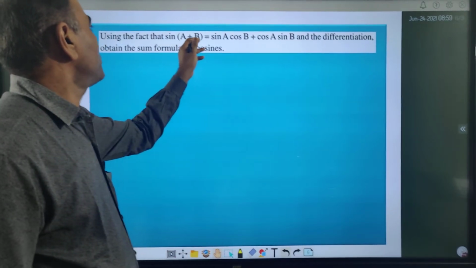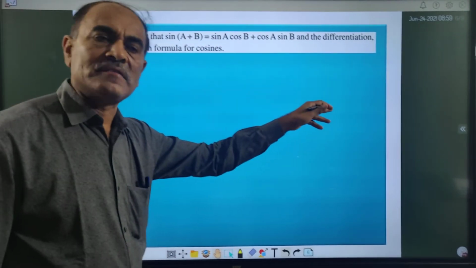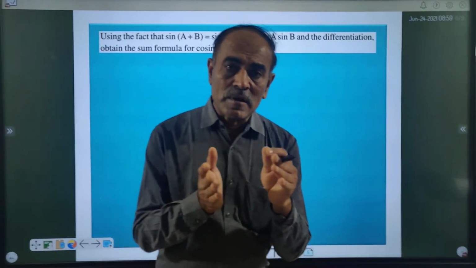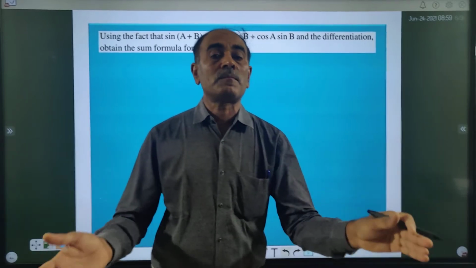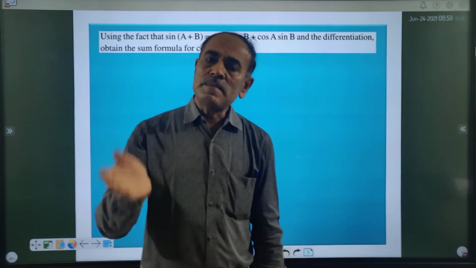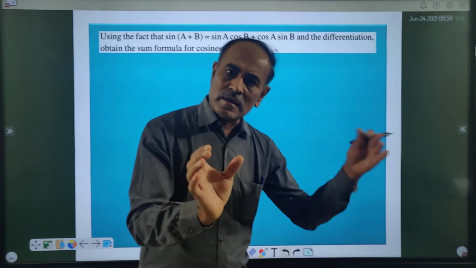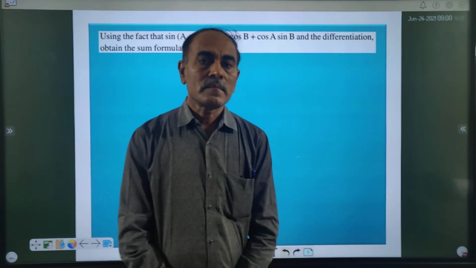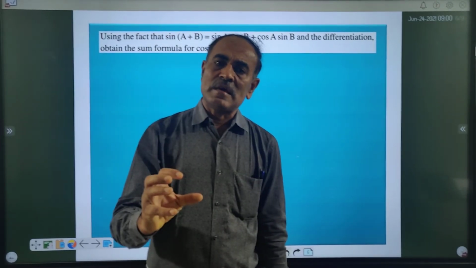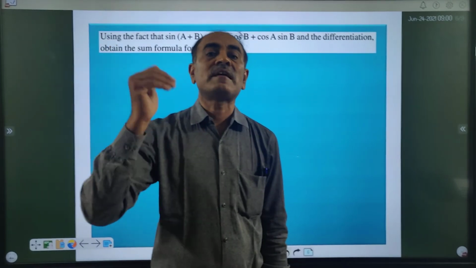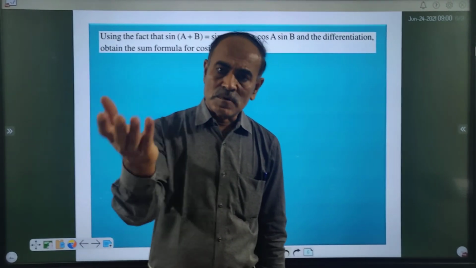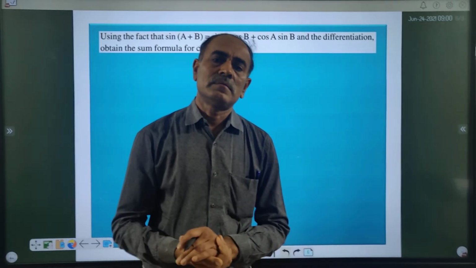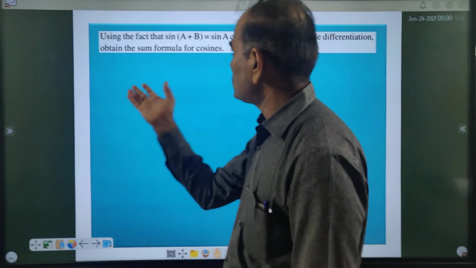In the same way, you can use the difference formula of sine and differentiation to obtain the difference formula for cos also. That means using the formula of sin a plus b and differentiation, we can obtain the formula of cos a plus b. Same way, using the formula of sin a minus b and differentiation, we can obtain the formula of cos a minus b. Vice versa is also possible. Using the formula of cos a plus b and differentiation, we can obtain the formula of sin a plus b. Using the formula of cos a minus b and differentiation, we can obtain the formula of sin a minus b also. Okay?